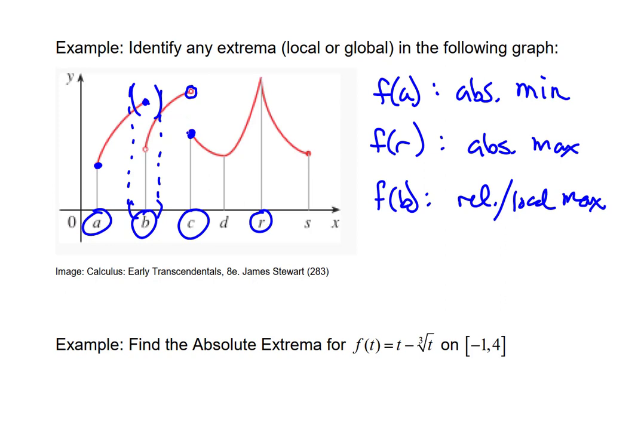So f of c is actually the solid dot directly above c. Now you may wonder, is that a relative extreme value? We already know it's not an absolute. We've already defined the two absolutes we have.